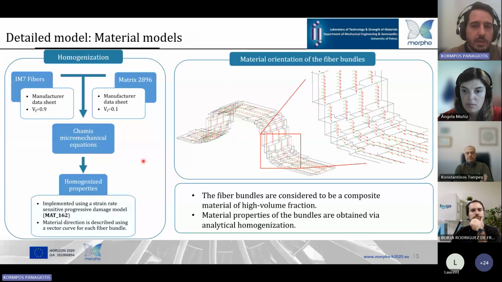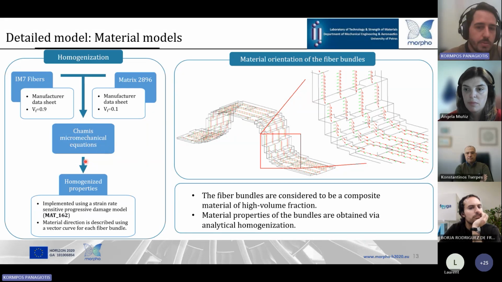The fiber bundles are modeled as a high fiber content composite material, and the properties were computed using Chamis's micromechanical equations and applied to a progressive damage model that uses Hashin-type failure criteria and has formulations for strain rate dependencies. Additionally, for every bundle, the material direction was defined separately, as seen here.